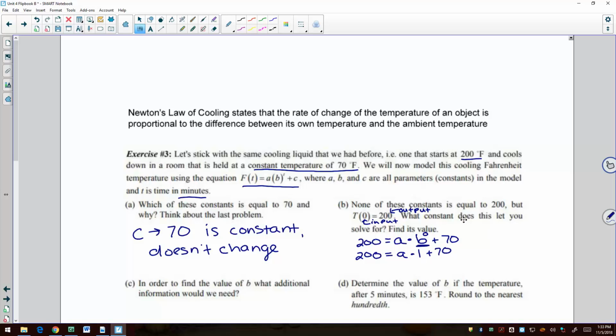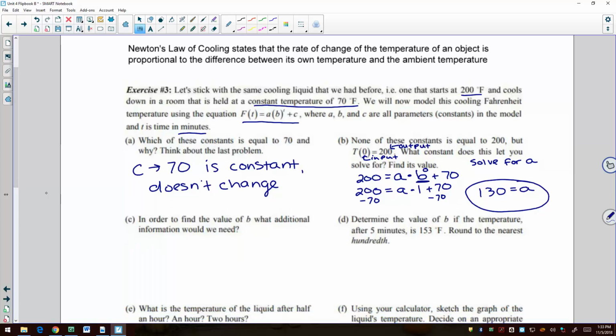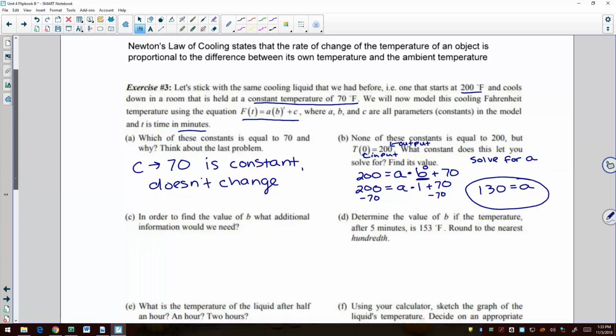So the question says, what constant does this let you solve for? It lets you solve for A, because B to the 0 is 1. Now if you subtract 70 over to the other side, you get 130 equals A. And that's your answer. Part C, in order to find the value of B, what additional information would we need?